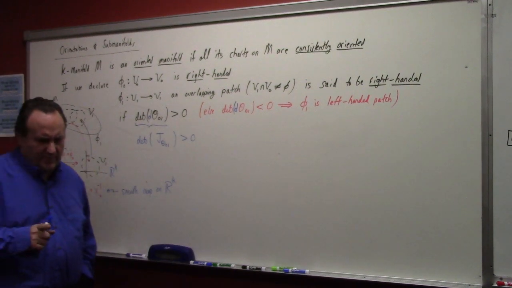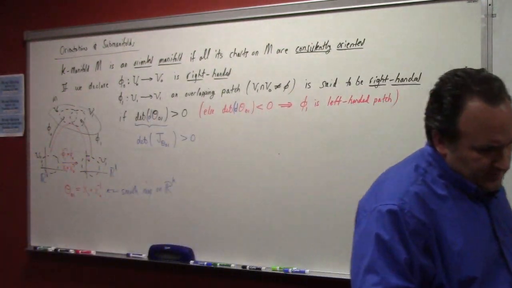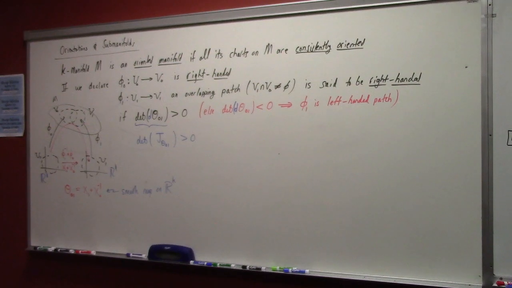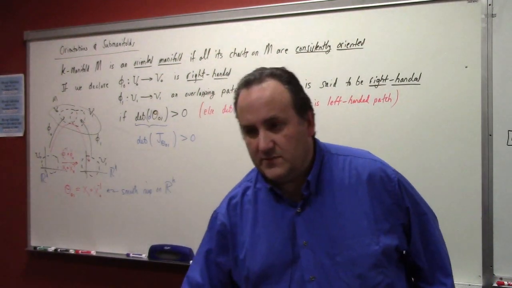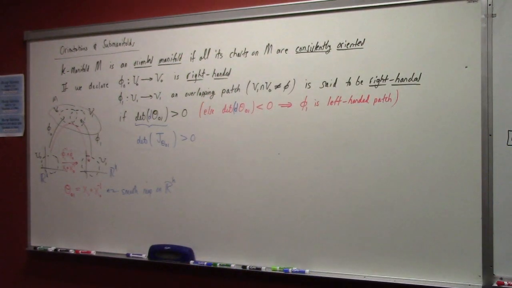Let me see if my notes help here. We have two orientations. There are only two orientations for a manifold in k dimensions. Even though it's k-dimensional, even for calculus 3, think about this.